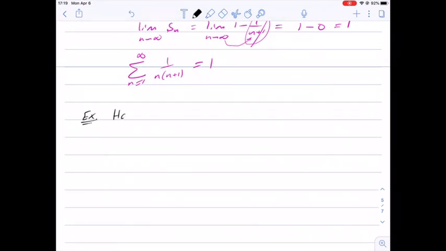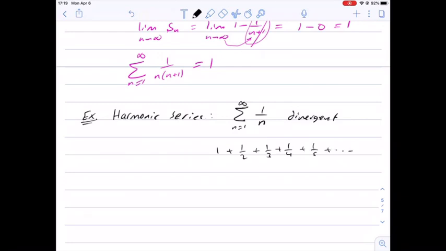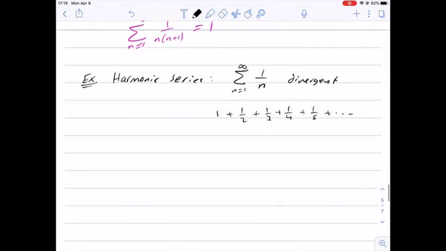And another important series is the harmonic series. This series is given by the sum from n equals 1 to infinity of 1 over n. This is a divergent series. Why? Because you can substitute values here, and there's a proof for this. 1 plus 1/2 plus 1/3 plus 1/4 plus 1/5, etc. This is a divergent series.